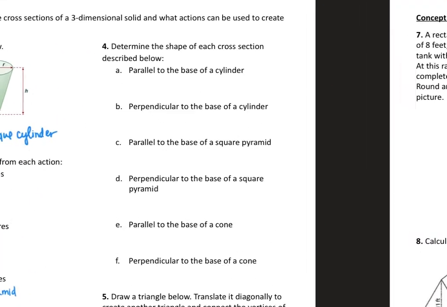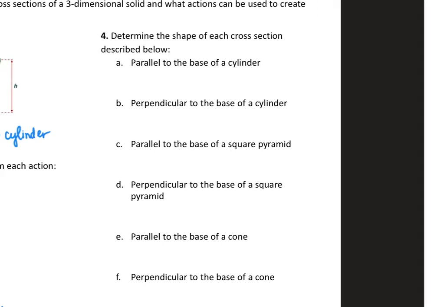All right, so now we're going to talk about cross sections. So parallel to a base of a cylinder. So if I draw a cylinder here and I cut parallel to the base like this, and we open up the shape, that's going to be a circle. Perpendicular to the base, we would be cutting it in this direction. That would make a rectangle.